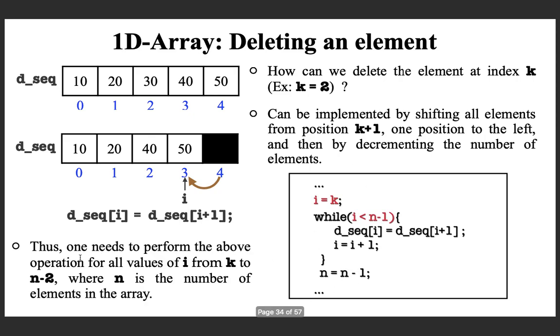So what we did is, we need to perform the above copying operation for all values of i from K to n minus 2. That's why you said i less than n minus 1. So it will repeat until i becomes n minus 2. When i becomes n minus 1, you will come out. That's what we did, and this is how one can implement the deletion operation on a single dimensional array.